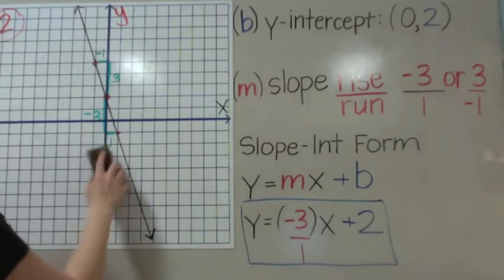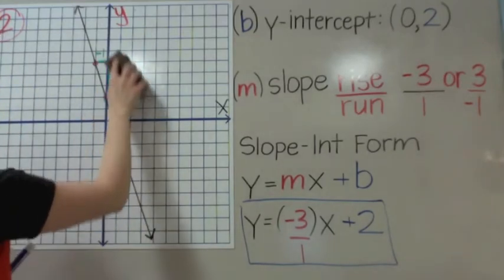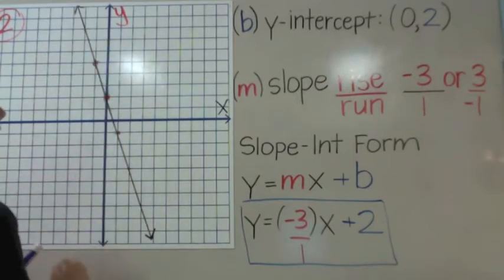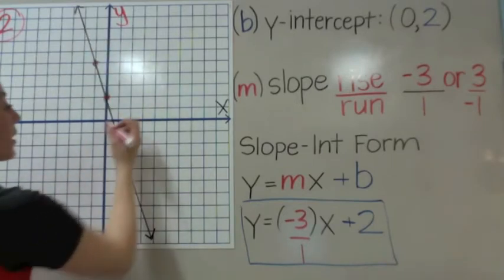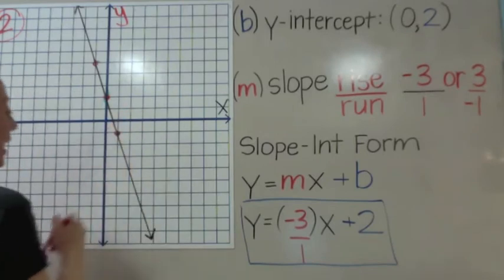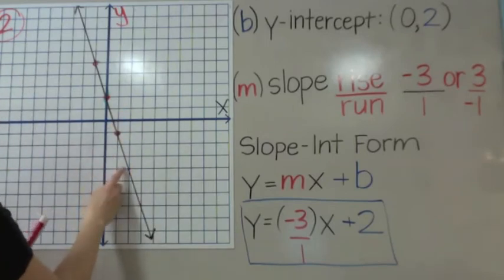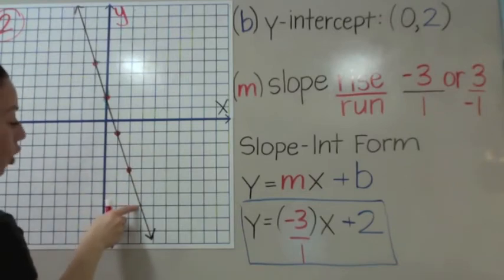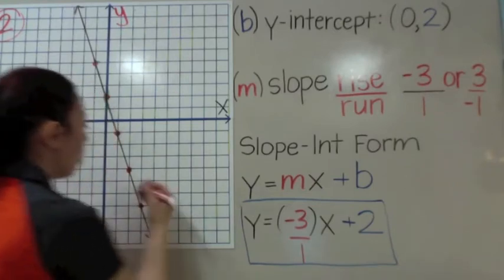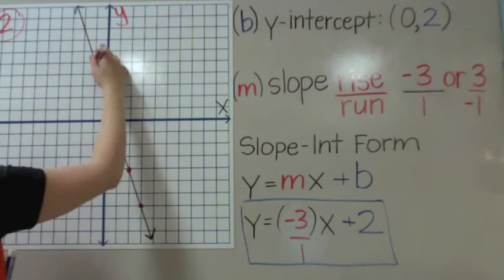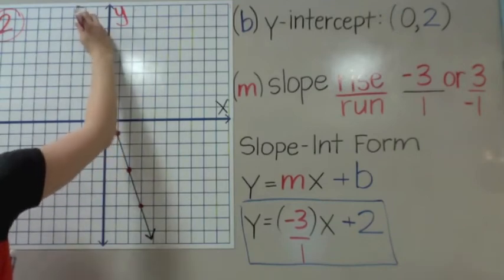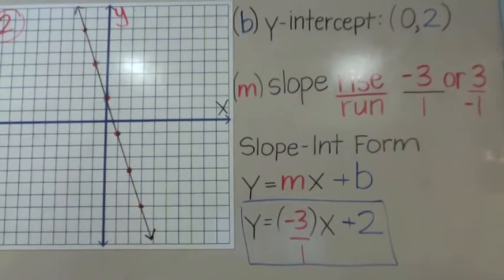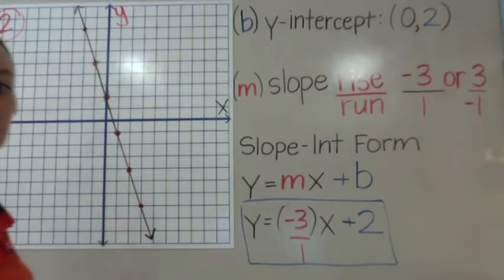Meaning, if I started from any point, not just the y-intercept, but any point, let's say I started from this one right here, okay? And I went down 3 and over to the right 1, I would get to another point on the line. Or in the other direction, up 3 and over 1 to the left. Yes? You get any point on the line using this equation right here.